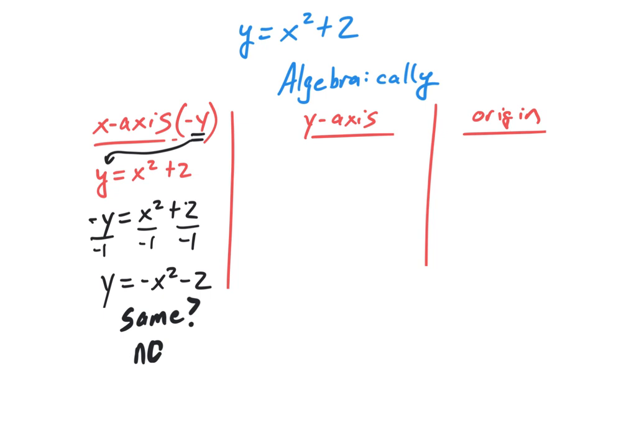Okay, then for the y-axis. The y-axis, we're always going to use the opposite of x. So we're going to put negative x in place of the x. So we have y equals x squared plus 2. And this negative x right here is going to go in where the x is.